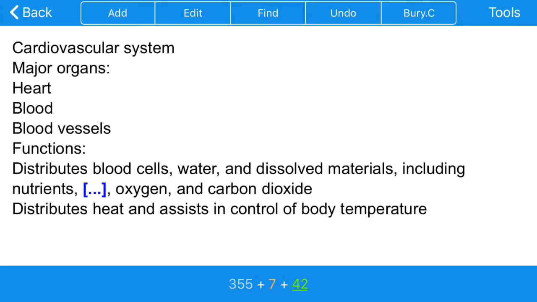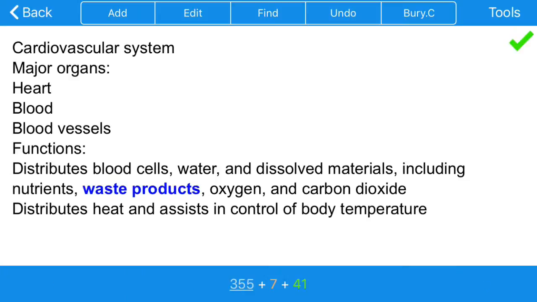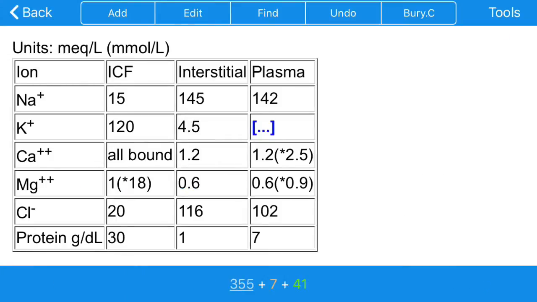Cardiovascular system. Major organs. Heart. Right. Distributes body cells, water, and dissolved minerals, including nutrients. Yes. Whatever. Plasma.